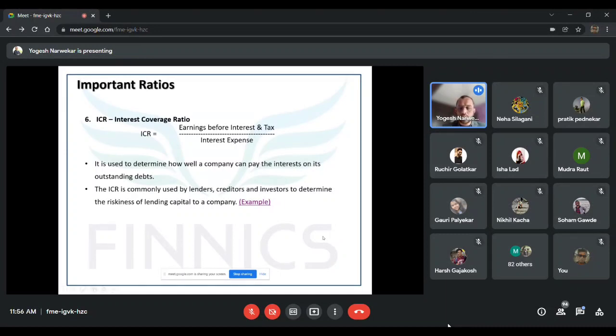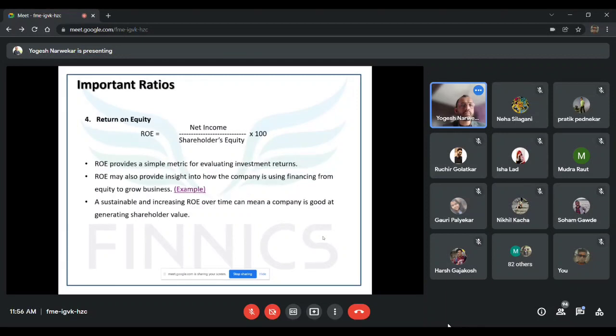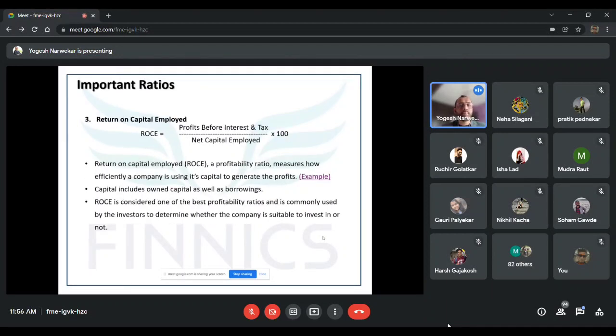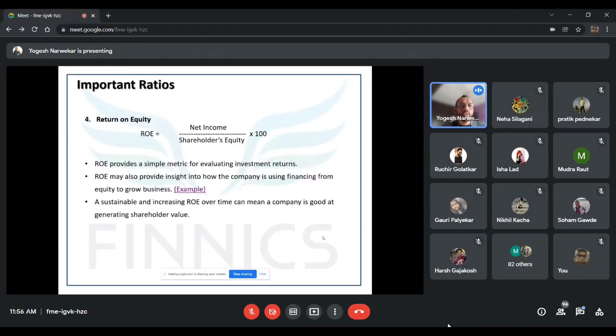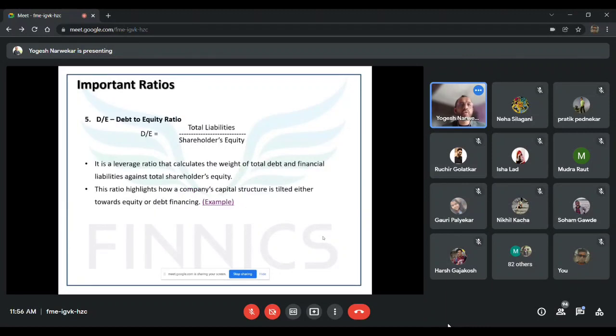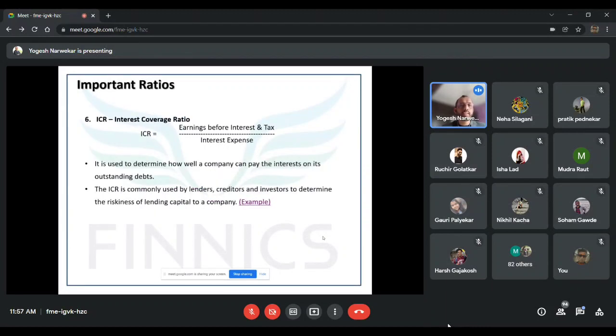So these are the 6 ratios which we saw. First is earnings per share. Second is price to earnings ratio. Third was return on capital employed. Fourth was return on equity. Fifth one was debt to equity ratio. And the sixth one was interest coverage ratio. Like that, there are many other ratios as well, like net profit margin and operating profit margin. You also need to look out for those while comparing the parameters to select any particular stock.